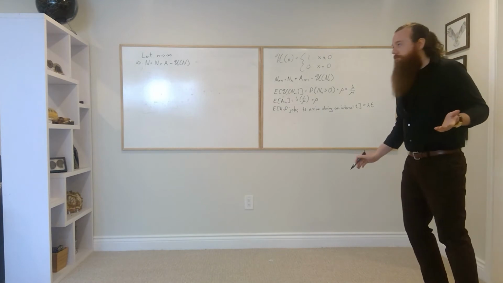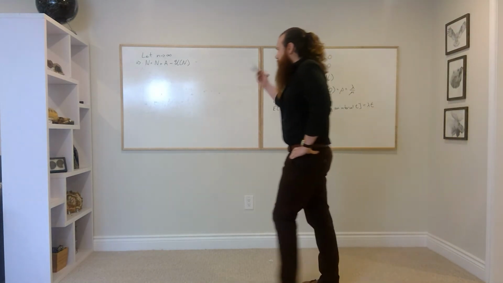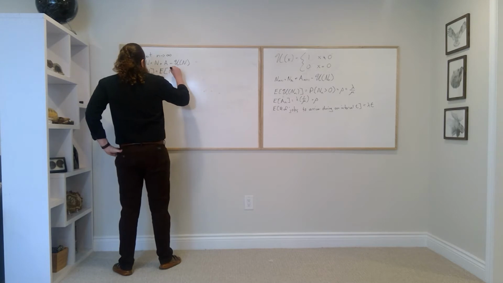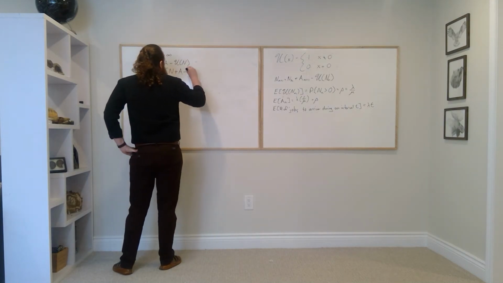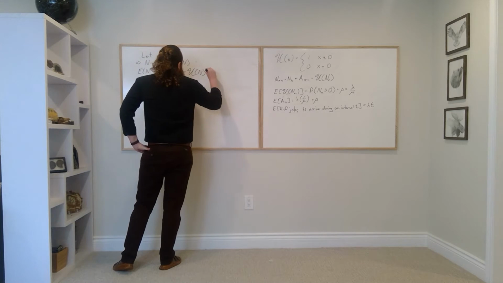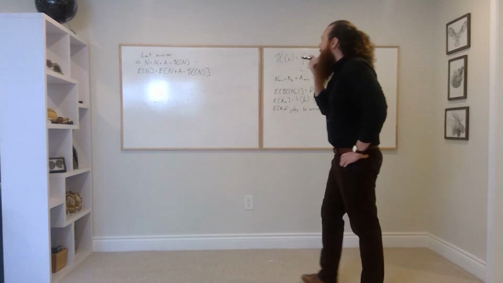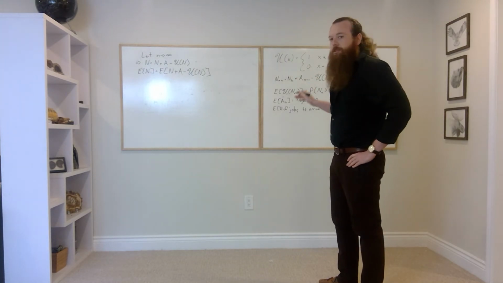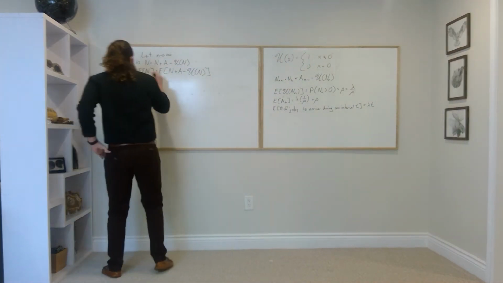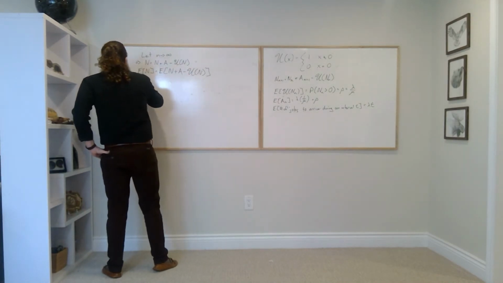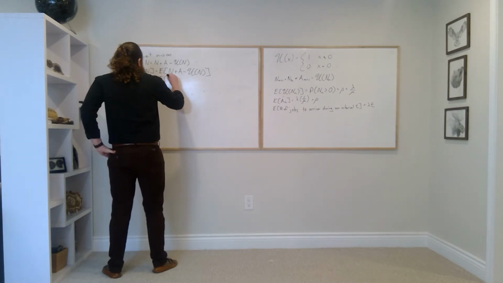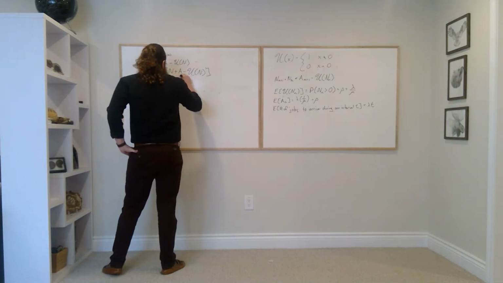Okay, well, I want the expected number of jobs in the system. So I'm going to take the expectation of both sides and see what I get. Expectation is a linear function. That means I can just take the expectation of each of these random variables, and it seems like we're in business.